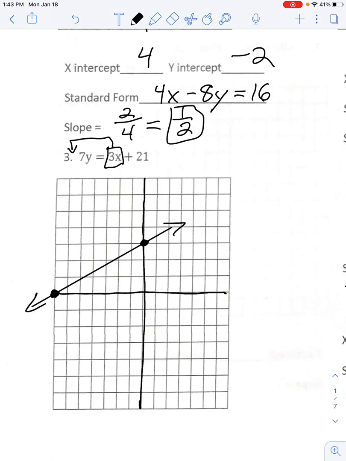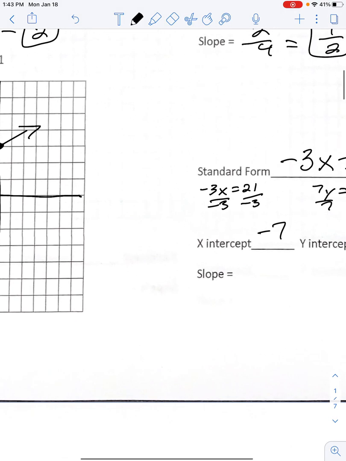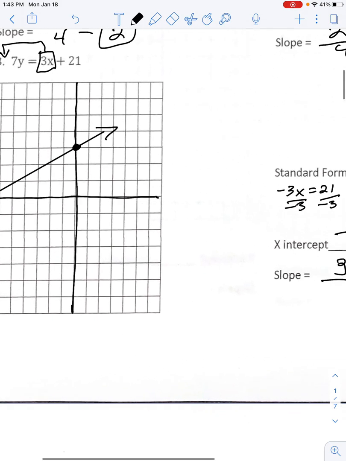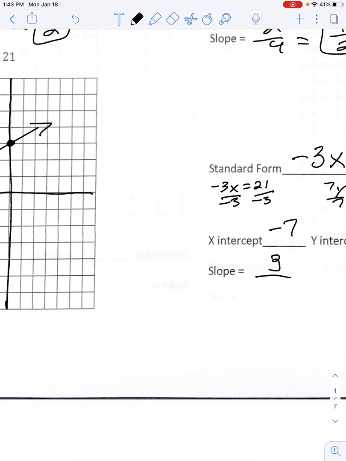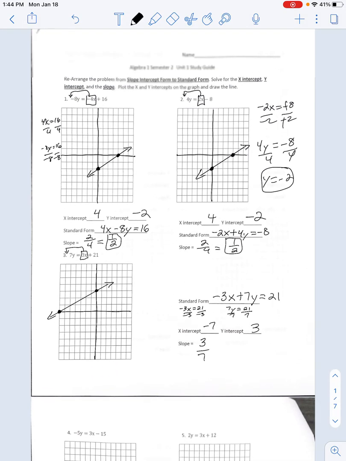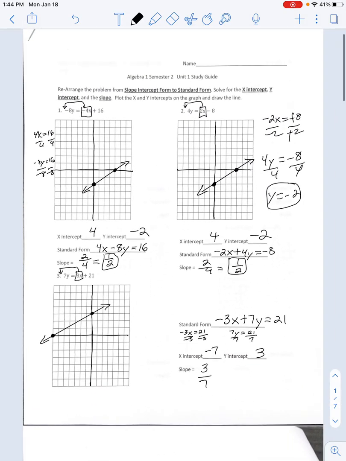And then we're going to get the slope, we're going to go left dot to right dot. So we need to go up 3, so that's our top number. And then we need to go right 7. So I'm actually going to draw a better 3 than this. So 3 over 7 is our slope. And that would be the first page to the study guide.